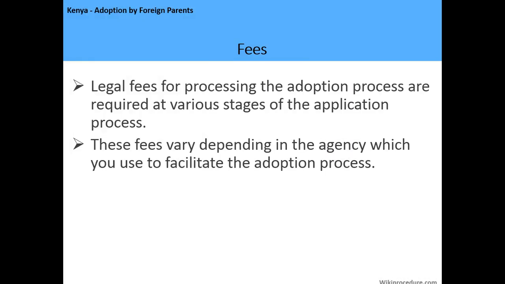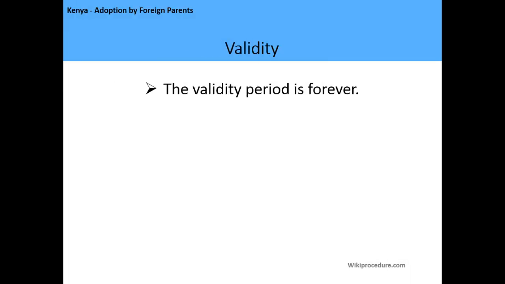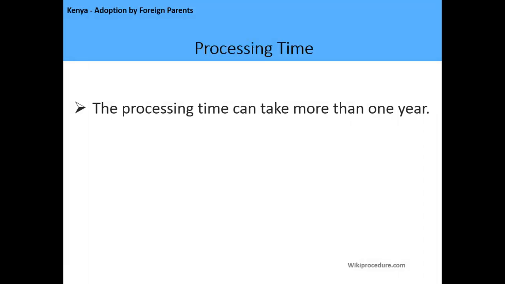So those are the steps. And the fees, the legal fees for processing the adoption process are required at various stages of the application process, and these fees vary depending on the agency which you use to facilitate the adoption process, and these fees will be explained by the adoption agency which you are using to make the adoption. The validity period is forever. The processing time can take more than 1 year, usually 1.5 years.